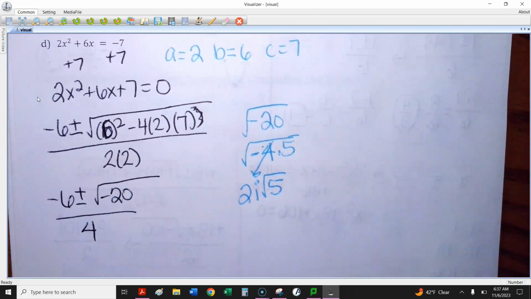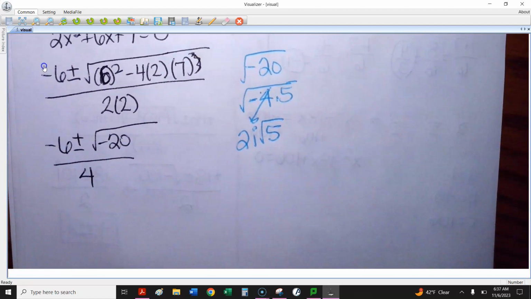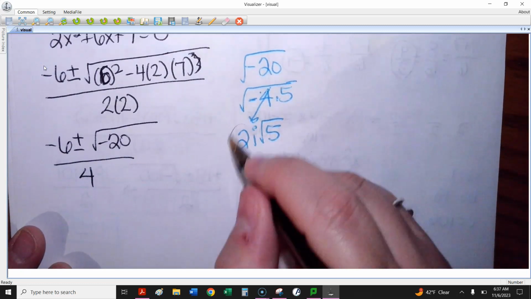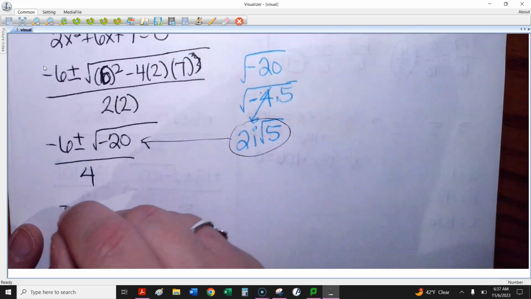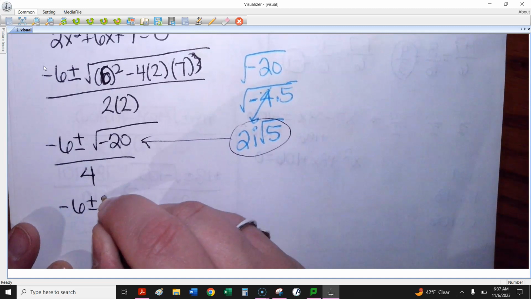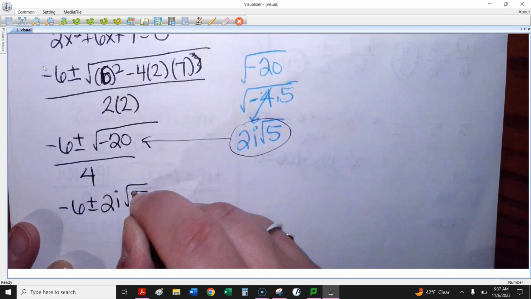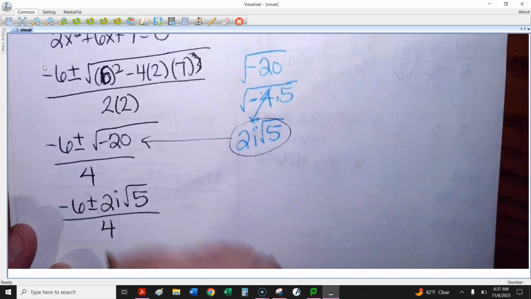If you want to use a factor tree, feel free, but just remember, make sure you have an i out in front of your radical, because if you're working with a negative under the square root, we have to take care of that with an i. Now I'm just going to replace the square root of -20 here. So we've got -6 plus or minus 2i radical 5, everybody over 4.